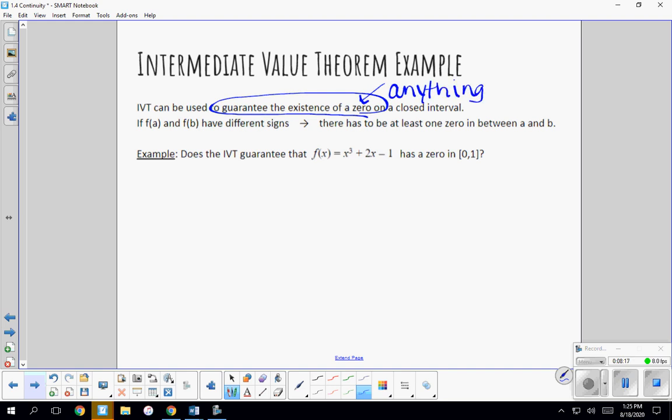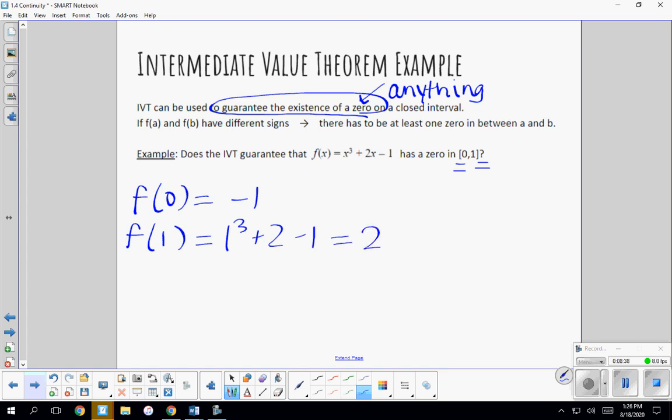It's going to use original values of the function. But let's look at this. It says, does the intermediate value theorem guarantee that we have a 0? So first, let's find f of 0, f of 1. So we're going to use the original function value. If I plug in 0, I get negative 1. If I plug in 1, I'll get 1 cubed plus 2 minus 1, or 2. So what the theorem says is that there's no way to get from a y value of negative 1 to a y value of 2.